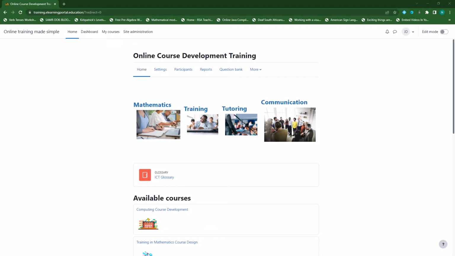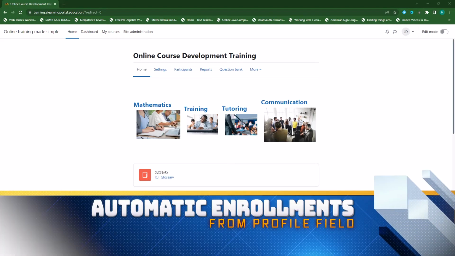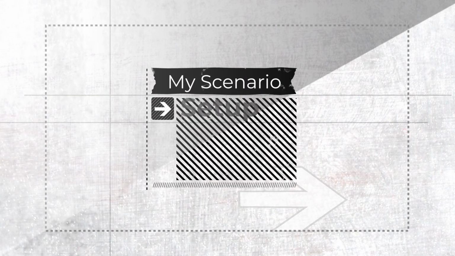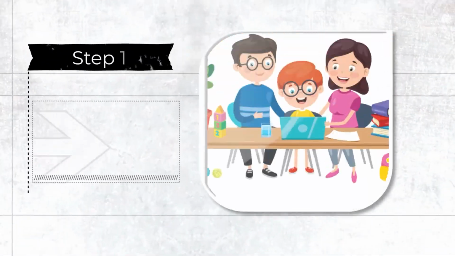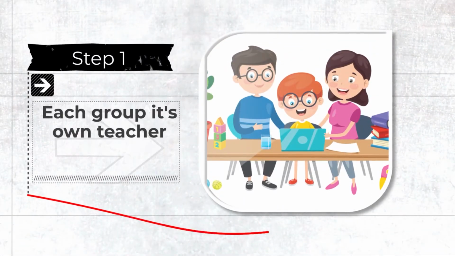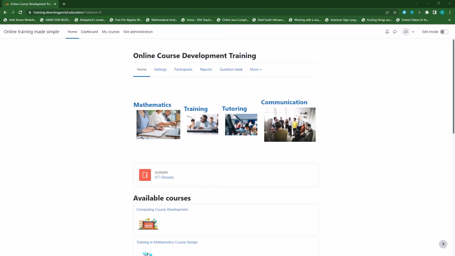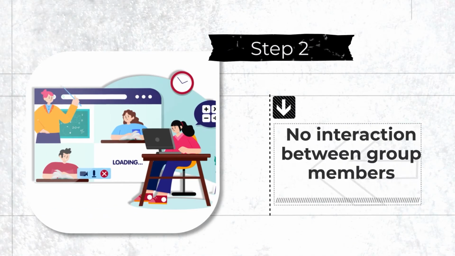In this video, I want to show you how I solved groups and automatic enrollments from the user's profile fields. Let's look at the scenario I'm faced with. I have one course, but I need to set up different groups in that course. However, I want each group to have their own teacher. Now this is a straightforward process. Where it becomes tricky is I don't want teachers or students with various groups to see each other.